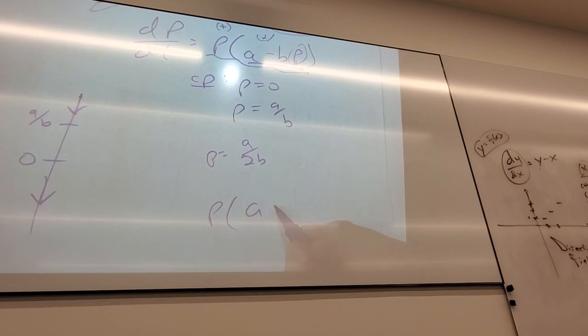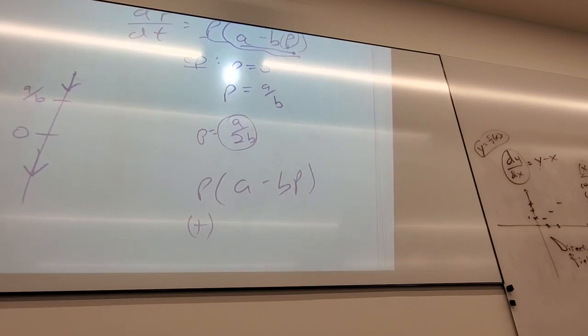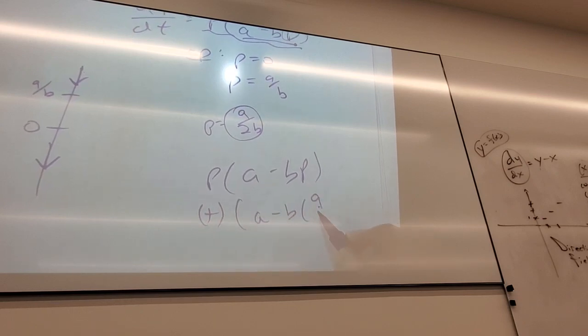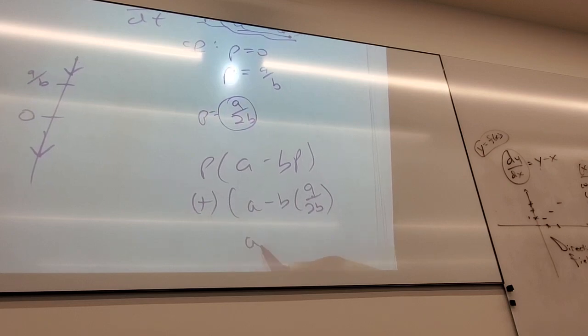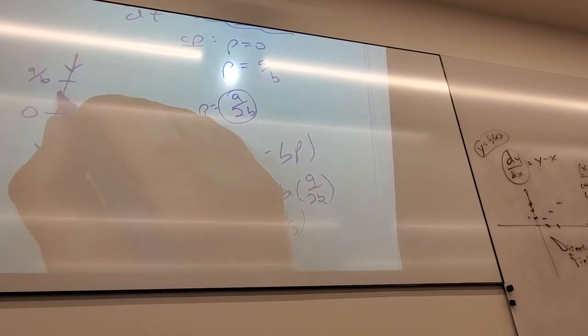So let me just write this again. That would be positive. That's all I care about, is the sign. And then I would get A minus B times A over 2B. You guys kind of with me? So this would be A minus half of A. That's positive. Positive times positive is positive.